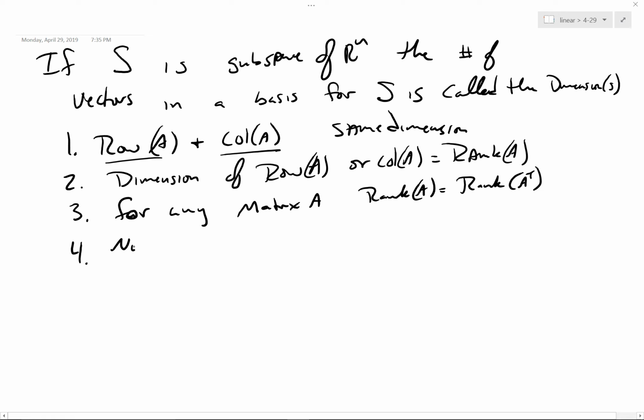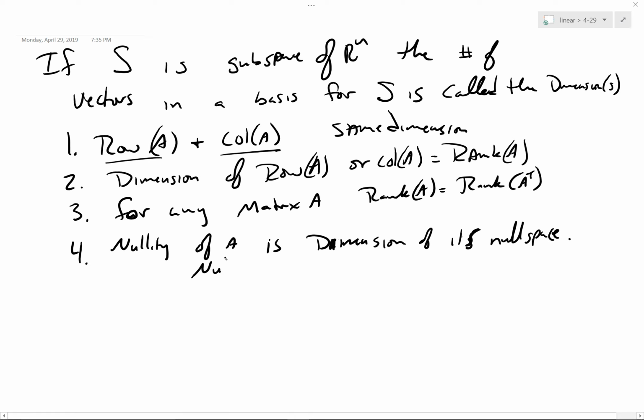The nullity, weird, of A is the dimension of its null space. Okay, and then you write that as the nullity of A. That's how you write it. And this is pretty cool. So, rank nullity theorem. It's about the easiest thing on the planet.